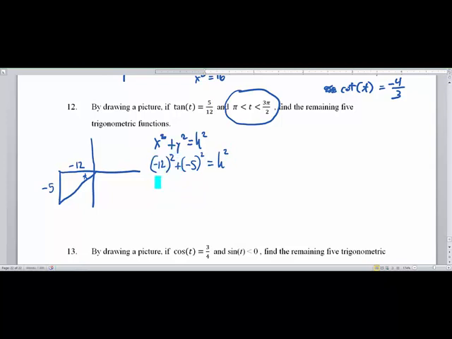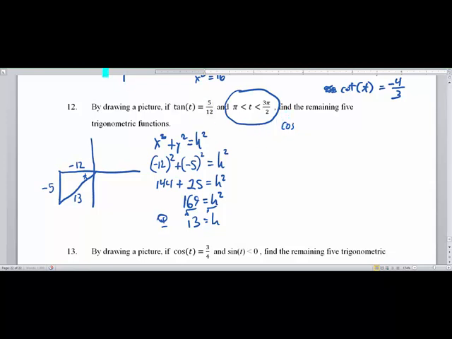Negative 12 squared is positive 144. Negative 5 squared is positive 25, equal to hypotenuse squared. Or 169 equals hypotenuse squared. Take the square root, and for hypotenuses, I do not have to be concerned with plus minus because it's always going to be positive. So the square root of both of these is going to be 13. So I can put this in my picture now. That's my 13. So if that's my tangent, I can now figure out the rest.